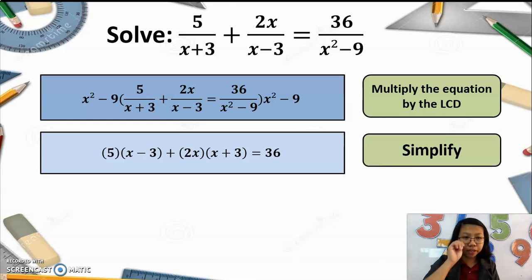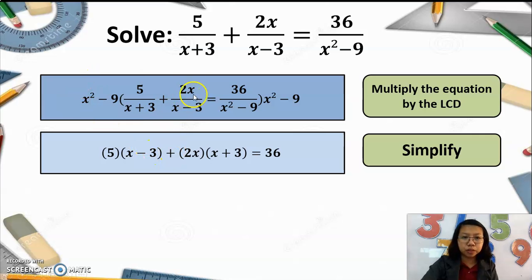The next thing to do is to simplify. As you all know, x squared minus 9 is an example of a sum and difference when it comes to special products. So we can write this as x plus 3 multiplied by x minus 3. Therefore, we can cancel out x plus 3, and we have x minus 3 as the remaining value for x squared minus 9.